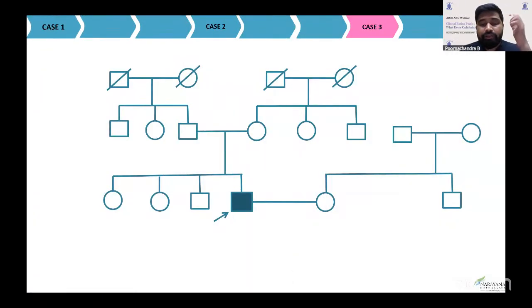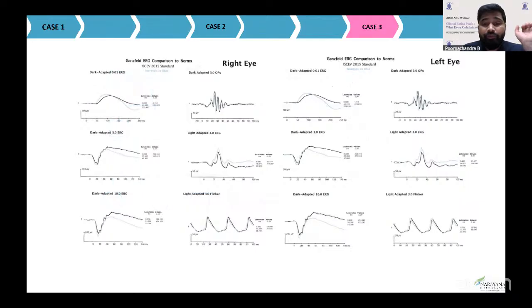So he basically came to us. He knew the diagnosis that he's having some dystrophy. He came to us because he was interested in family planning. He wanted to know the chances of his progeny getting affected. When he came, the wife was already 6 weeks pregnant. When we did a full-field ERG, which was relatively okay, the prognosis for the patient is good.